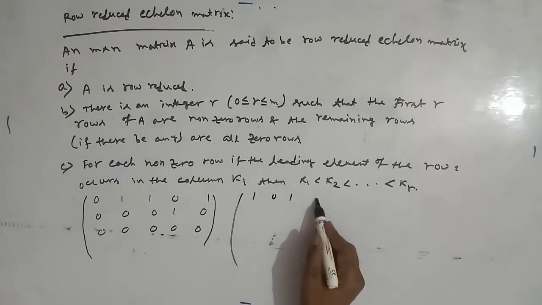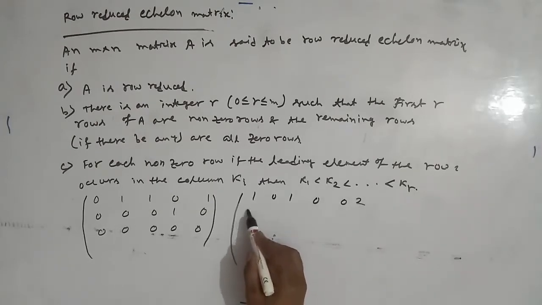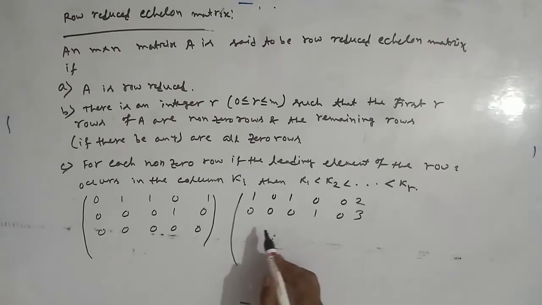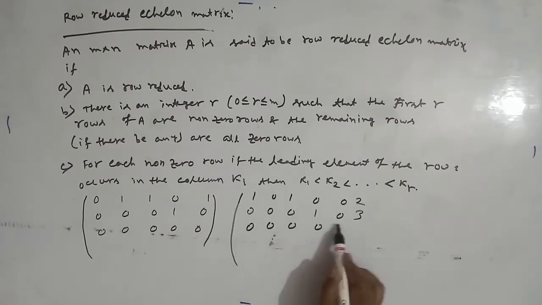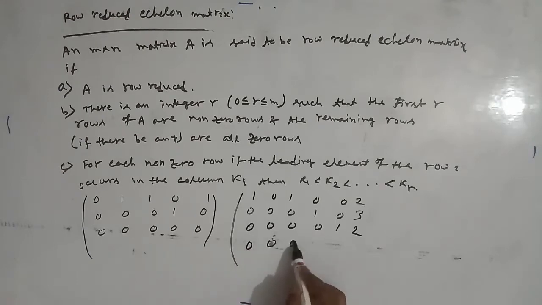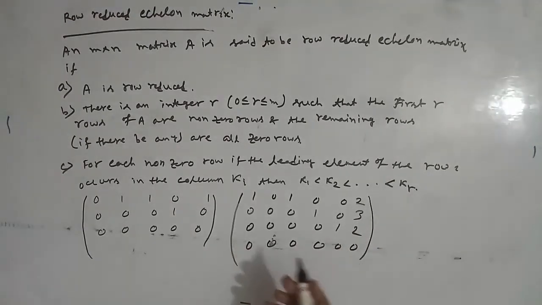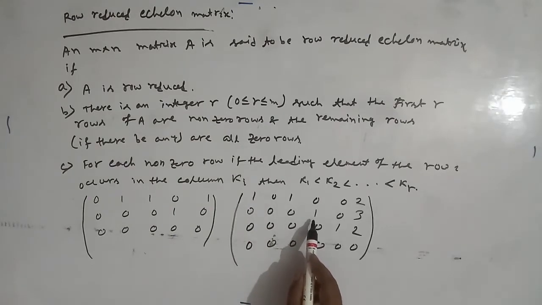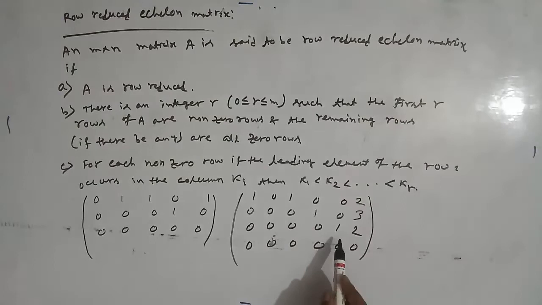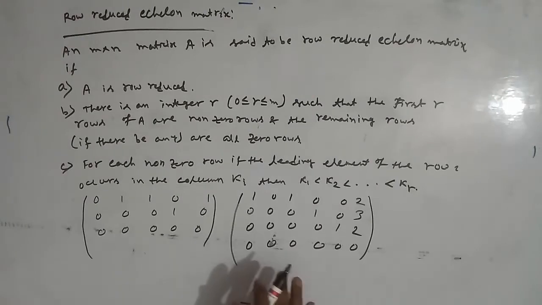1 0 1 0 0 2, 0 0 0 1 0 3, 0 0 0 0 1 2 and 0 0 0 0 0 0. So first condition you will check is A row reduced or not, this matrix is row reduced. Second condition, the 0 row is in the last position, and third condition, the leading element of the second row is in the fourth column, the leading element of the third row is in the fifth column. So third condition is also satisfied. So these two matrices are row reduced echelon matrices.